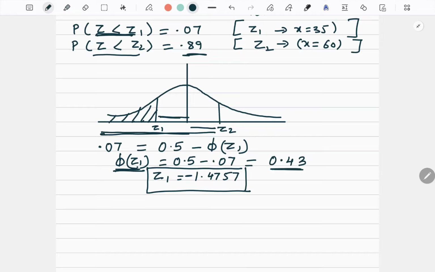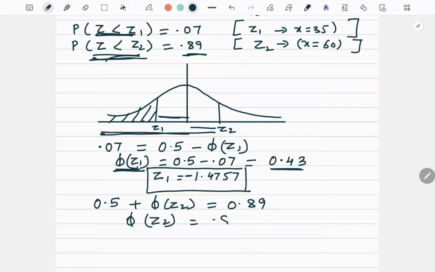So now how can I write? Probability of z less than z2 is 0.89. So what is this probability? 0.5 plus phi of z2 is equal to 0.89. So phi of z2 is equal to 0.89 minus 0.5, right? So 0.89 minus 0.5 is equal to 0.39.